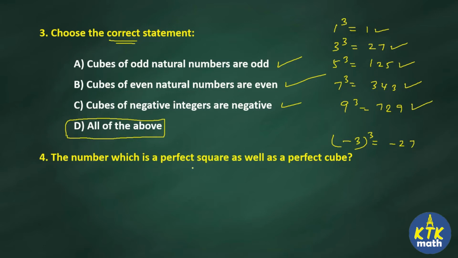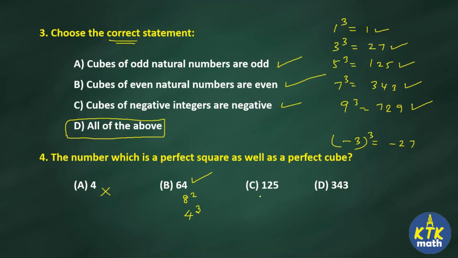Now we'll go with the fourth question. The number which is a perfect square as well as a perfect cube. Very interesting question. Which of these numbers is a perfect square as well as a perfect cube? 4 is a square number, but it's not a cube number. 64 is a square number. Yes, it is 8 square. As well as 64 is a cube number, which is 4 cube. Therefore, your answer is 64.